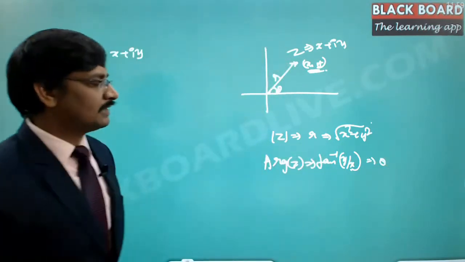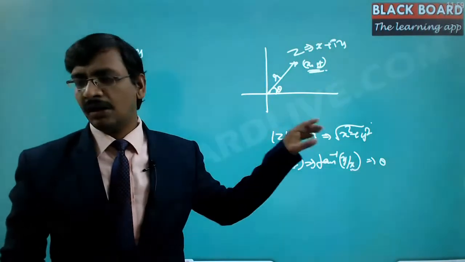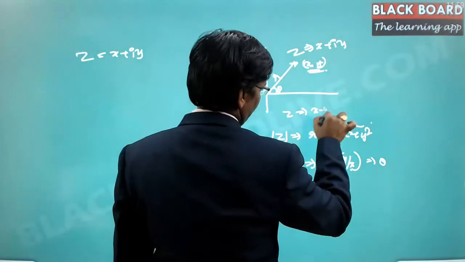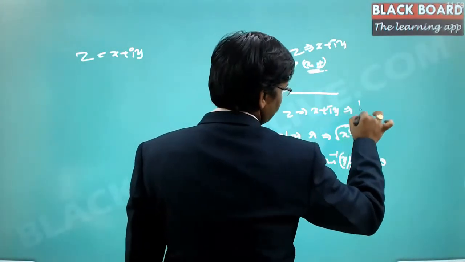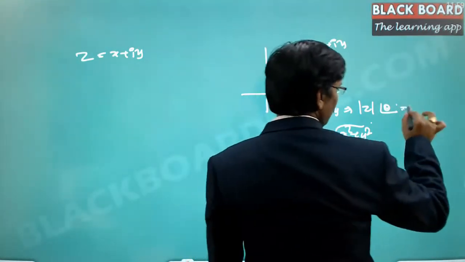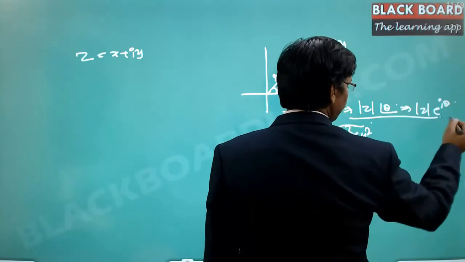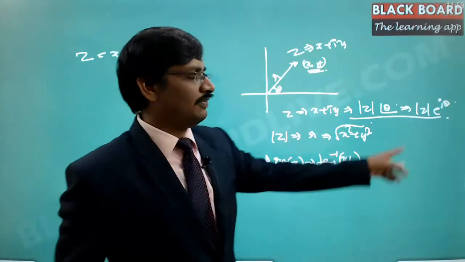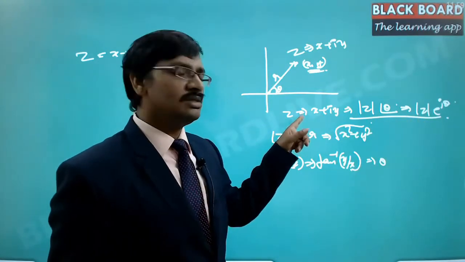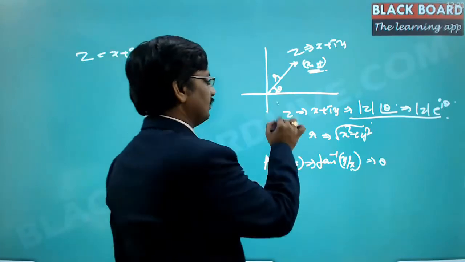So argument of z, or tan inverse of y by x, or theta are one and the same. The same complex number z is equal to x plus iy is expressed in the polar form as mod z at an angle of theta. This is how you express it, or mod z e power i theta. Both are one and the same. Got it? So this is the way of expressing the same complex number in the polar form, and this is the Cartesian way of expressing the complex number. Both are one and the same.